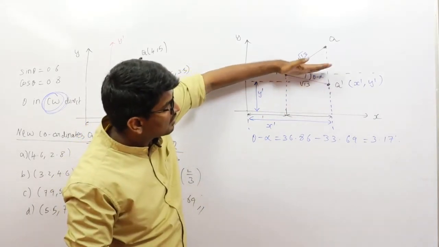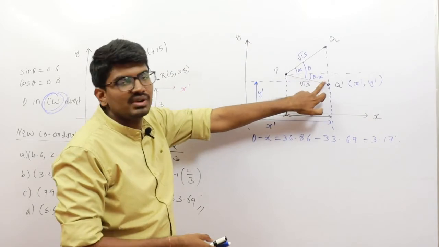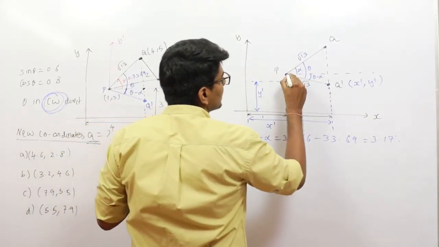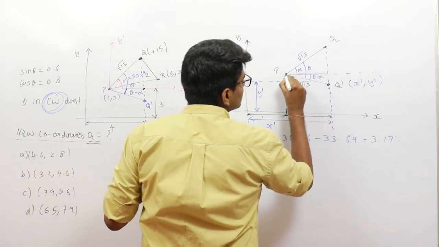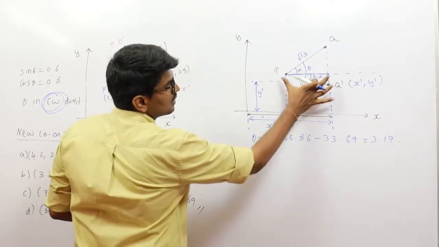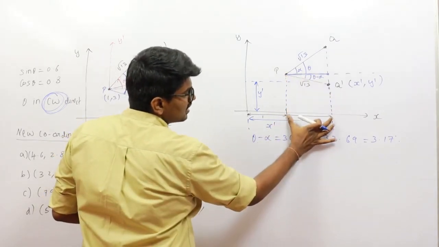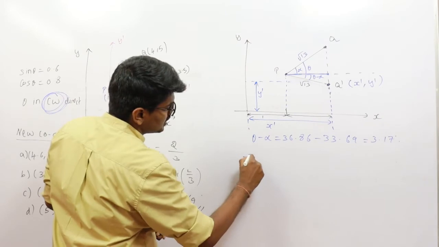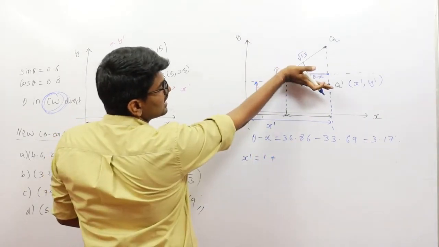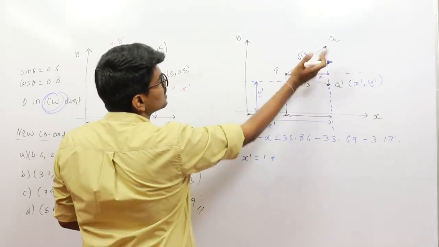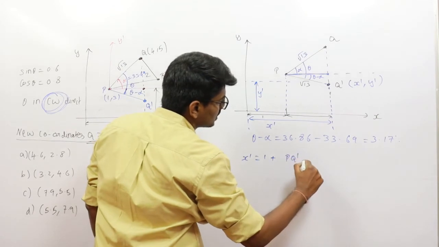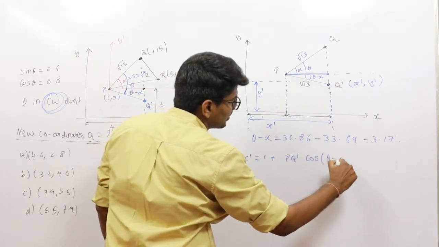PQ dash, I am resolving in the angle known side. The angle known side is theta minus alpha, right? So if I resolve it in the angle known side, I can determine this distance. I am highlighting it. I can easily find this distance, and that distance will be nothing but this distance. So x dash is going to be equal to 1 plus PQ dash cos of theta minus alpha.